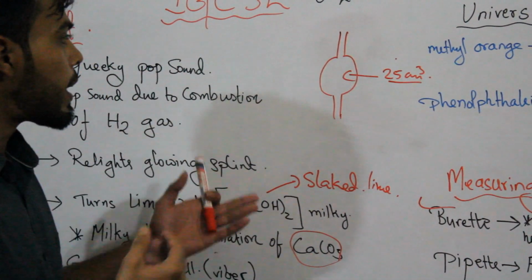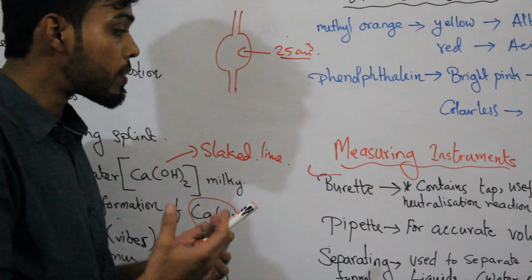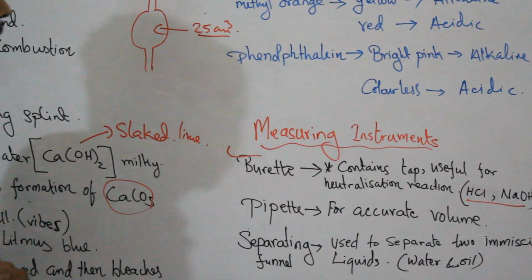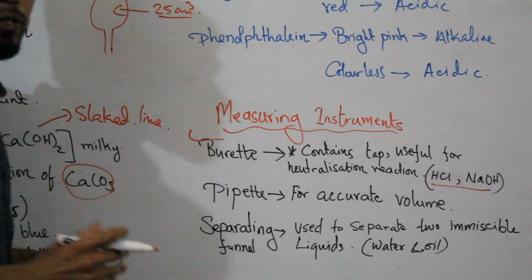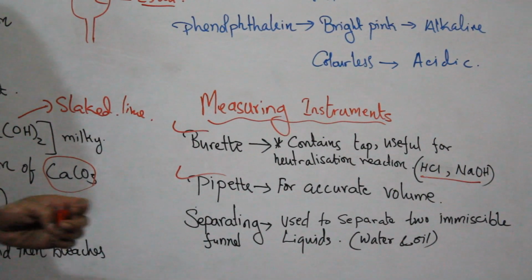Alright, if you take it in a beaker, it may be a few ml more or less. Okay, so that's why we use what? Burette. Clear? Sorry, pipette. We use pipette. Sorry. Alright. Now, what is a separating funnel?